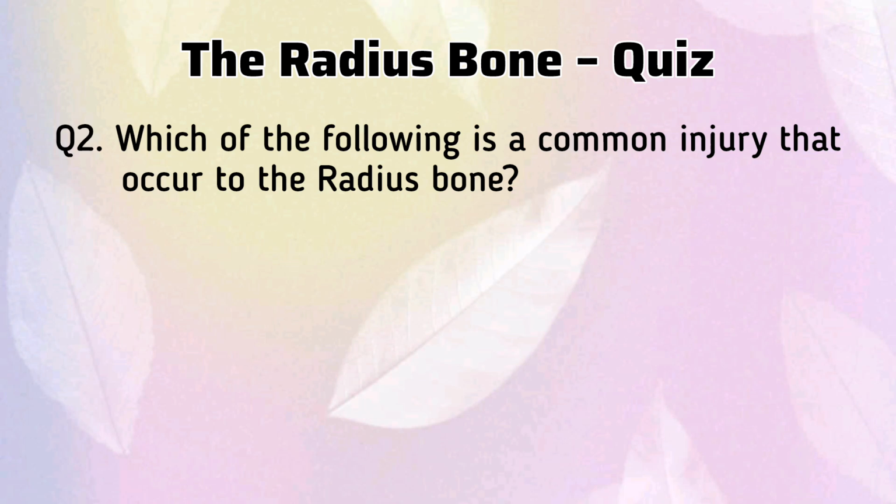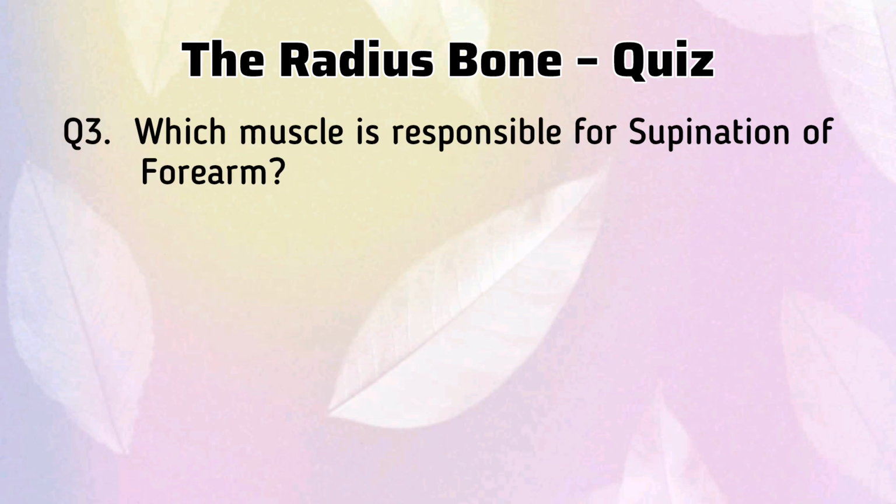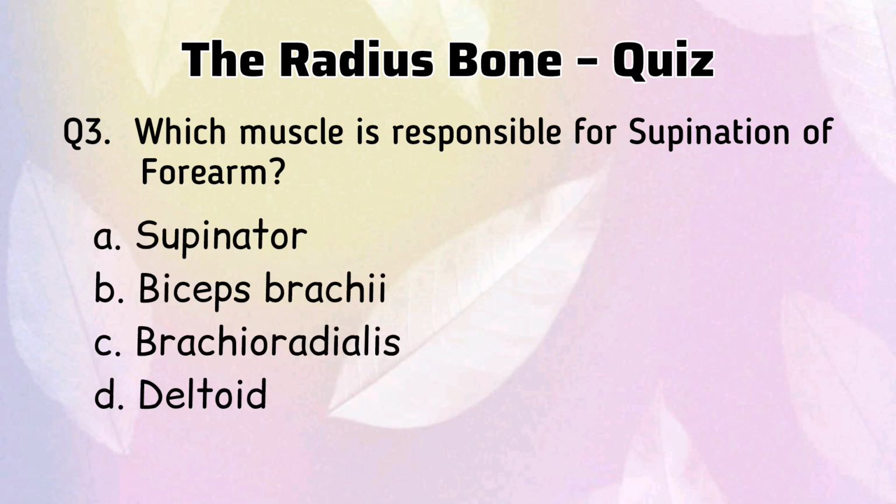Which of the following is a common injury that can occur to the radius bone? The correct answer will be radial head fracture. Which muscle is responsible for supination of the forearm? The correct answer will be supinator muscle.